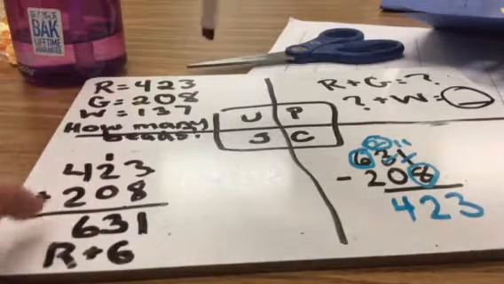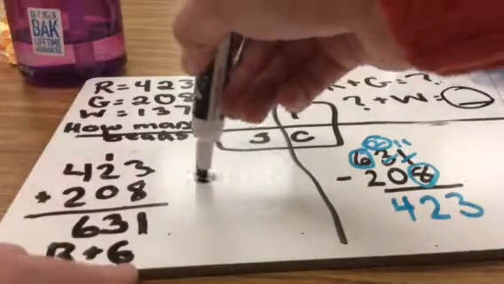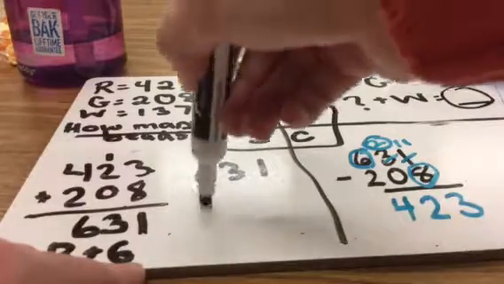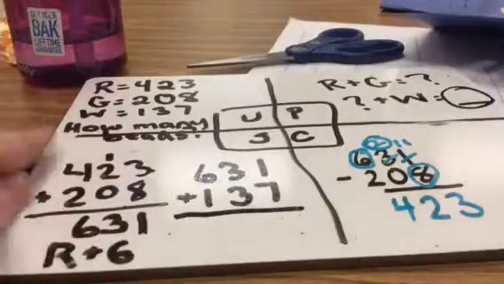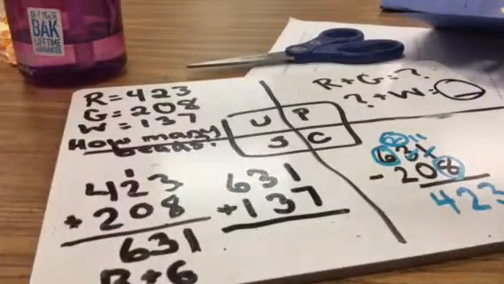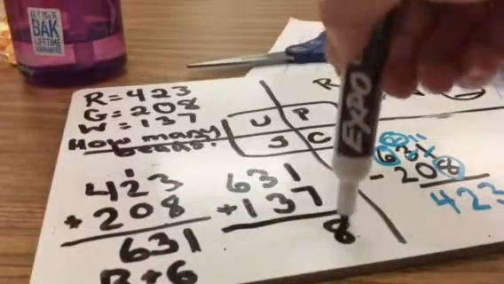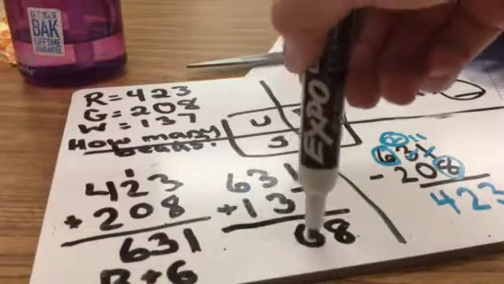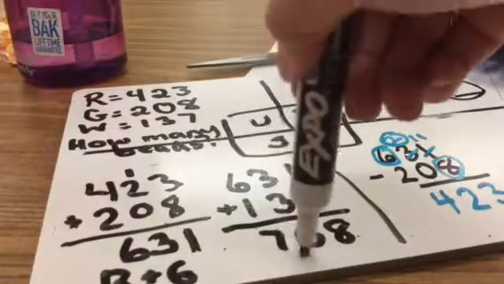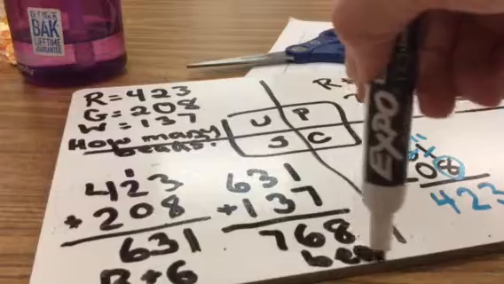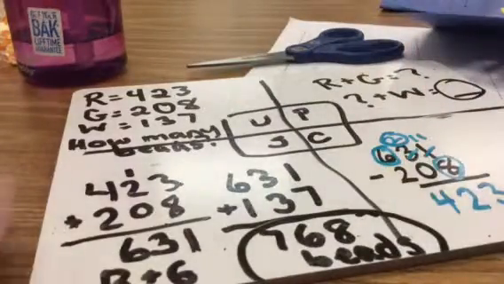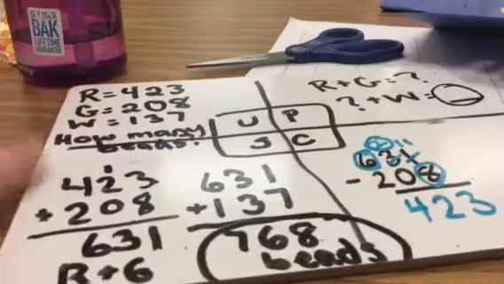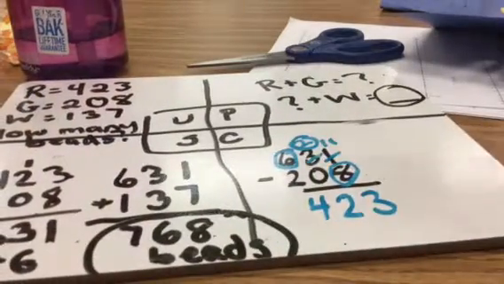Now I need to take my red and my green, and I need to add the white. So I have 1 plus 7 is 8, 3 plus 3 is 6, and 6 plus 1 is 7. So 768 beads. And I'm going to make sure to label it and circle my answer. Now I'm going to check to make sure I added correctly.